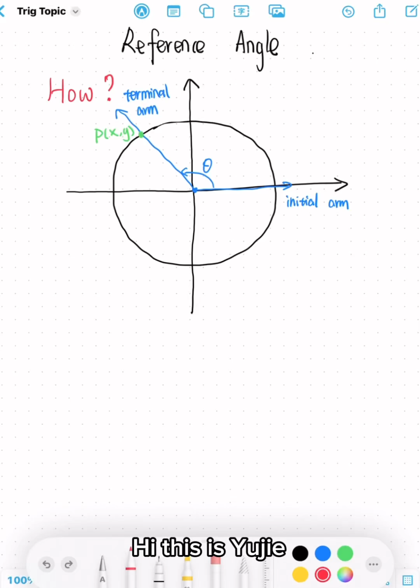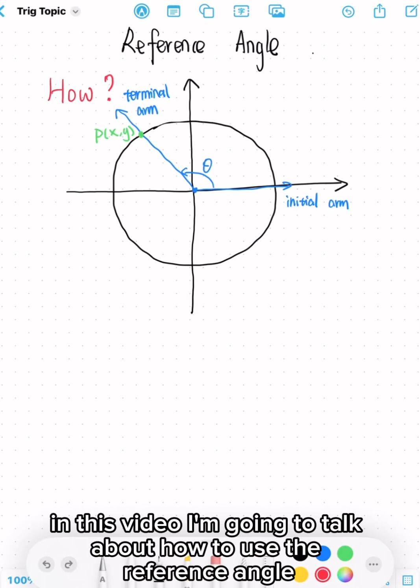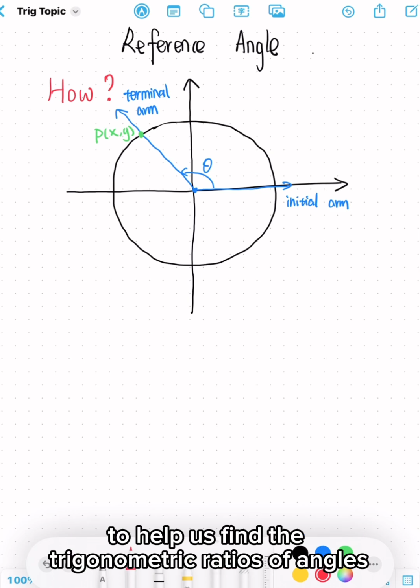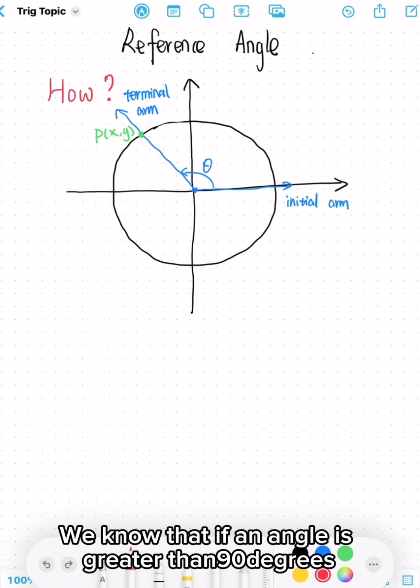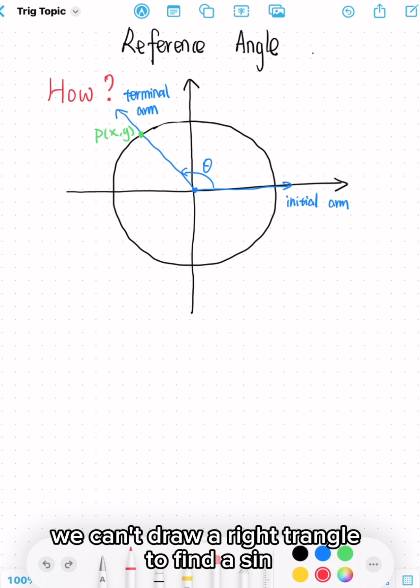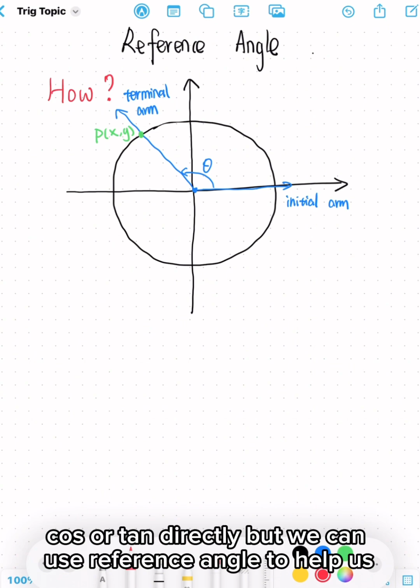Hi, this is Yujie. In this video, I'm going to talk about how to use the reference angle to help us find the trigonometric ratios of angles that are bigger than 90 degrees. We know that if an angle is greater than 90 degrees, we can't draw a right triangle to find its sine, cosine, or tangent directly, but we can use the reference angle to help us.